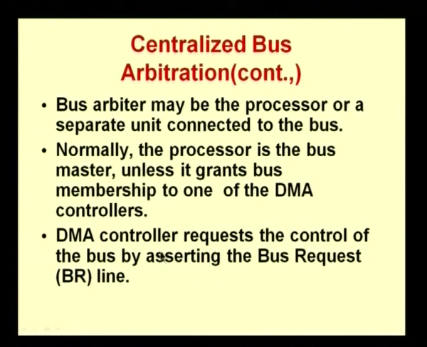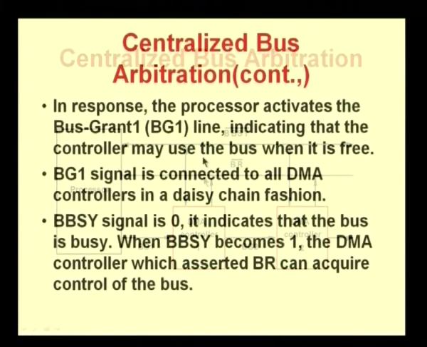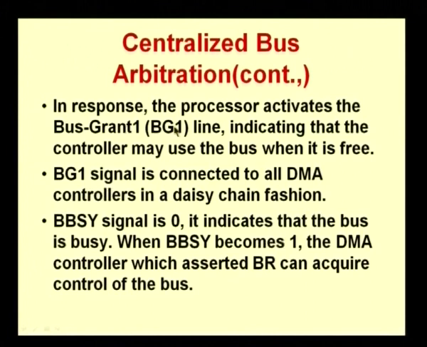So, our assumption here is, since the processor is the one which is also doing the arbitration, normally it is the processor which has control of the bus and will relinquish its control only when it gets this bus request signal. Okay. So, given that scenario, let us look at what the processor is expected to do. The processor now has got a bus request signal from one of these devices. So, in response, what are we expecting the processor to do? It will activate the bus grant signal or the BG1 line. Okay. What does this indicate? Indicating that the controller now may use the bus when it becomes free.